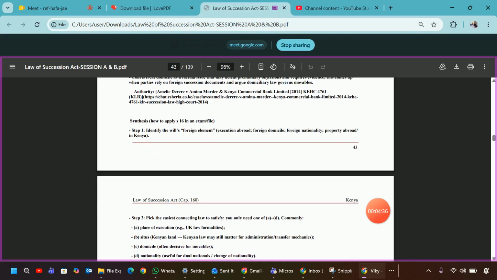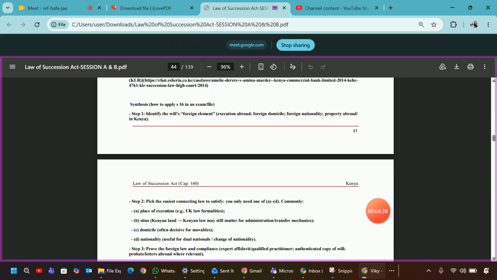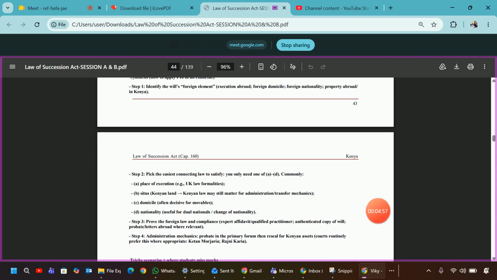How do you apply section 16 in an examination situation? Step number 1, identify the will's foreign element. Do you have the execution abroad element? Do you have a foreign domicile element? Do you have a foreign nationality element? Do you have property situated abroad and another in Kenya? Step number 2, pick the easiest connecting law to satisfy.